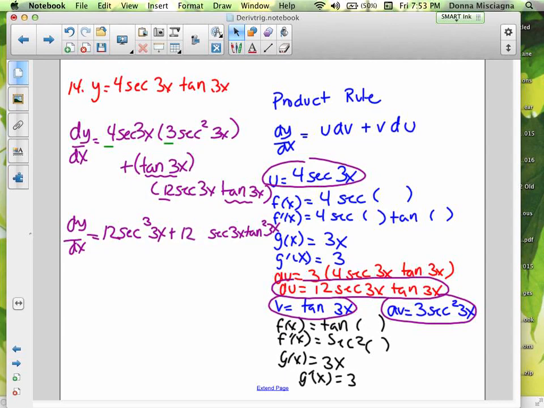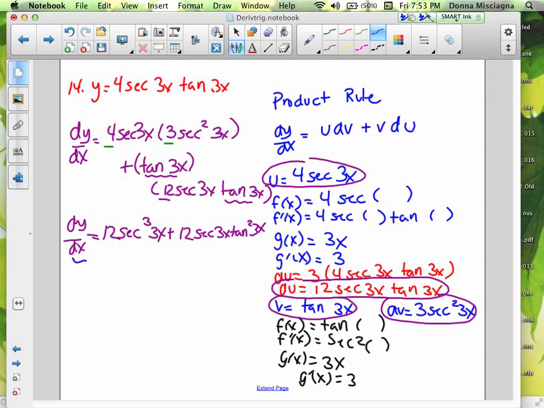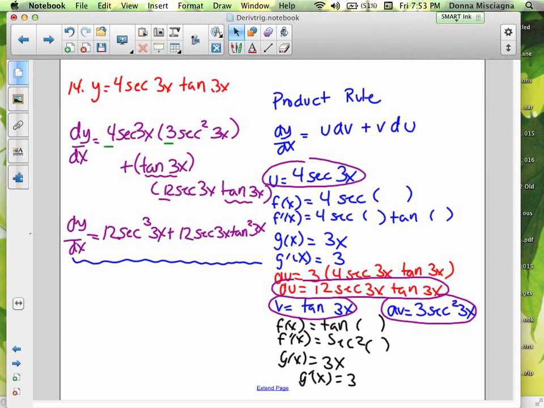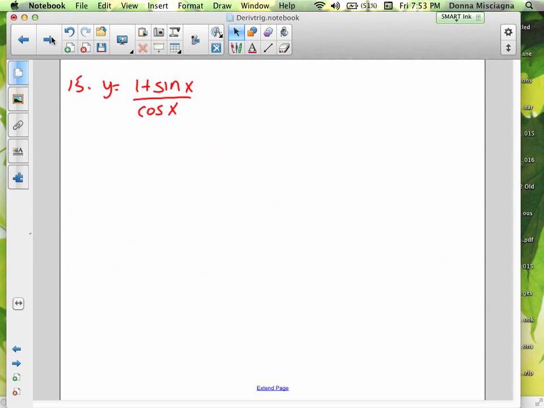except maybe scoochie everybody over. Let's take a look. Nope, that's it, because these aren't like terms anymore. So here's our final derivative: 12 secant 3x cubed plus 12 secant 3x tangent 3x squared. Okay? So that's our derivative. This was a little bit more involved because we had a product and a chain. Last one will involve a quotient, and I don't think it's that bad.